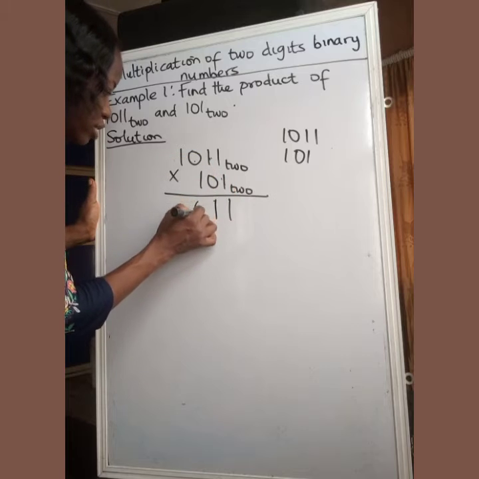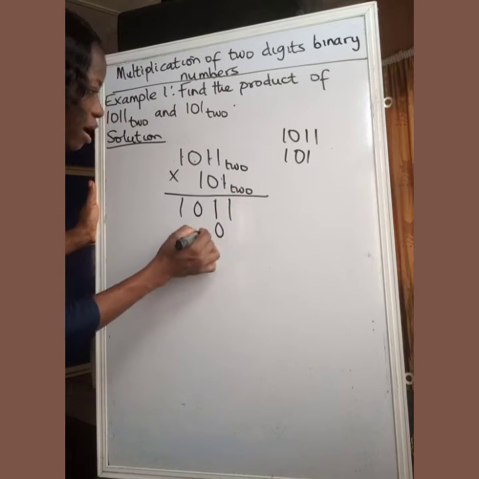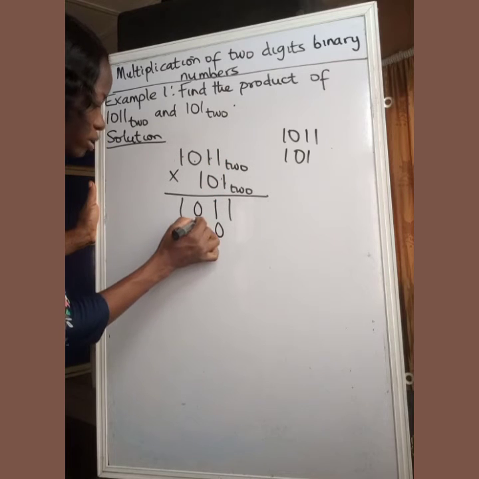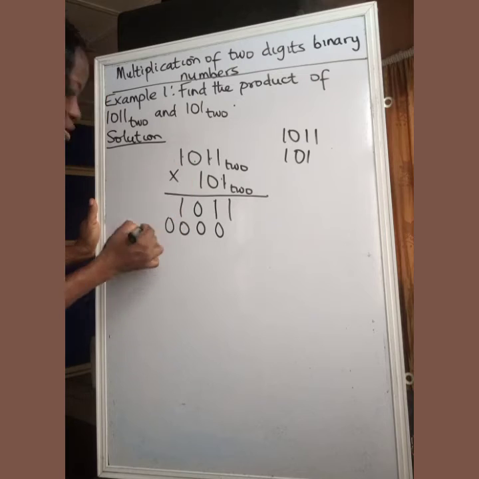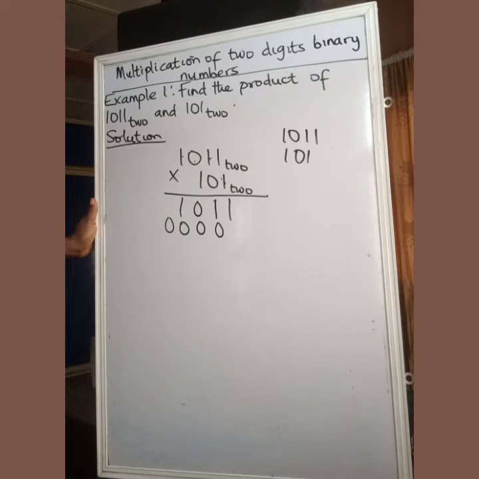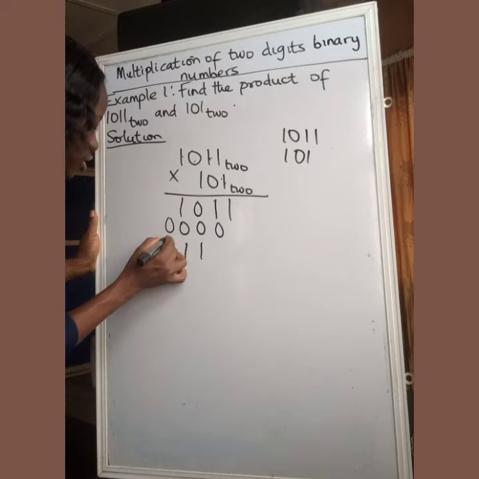1 times 0 is 0. 1 times 1 is 1. 0 times 1 is 0. 0 times 1, 0. 0 times 0, 0. 0 times 1, 0. Then the next one. 1 times 1 is 1. 1 times 1, 1. 1 times 0, 0.